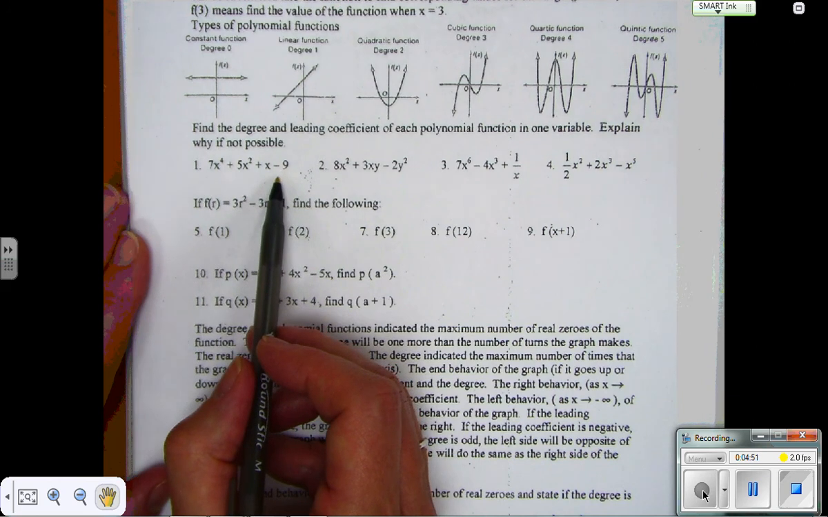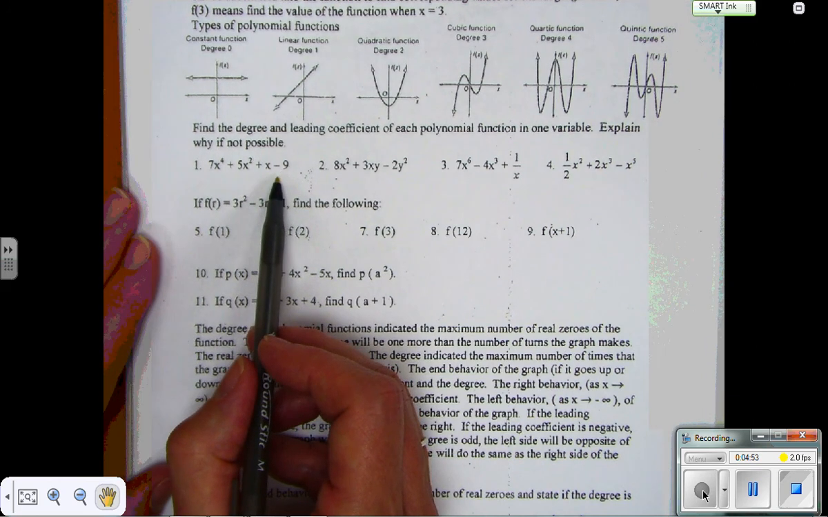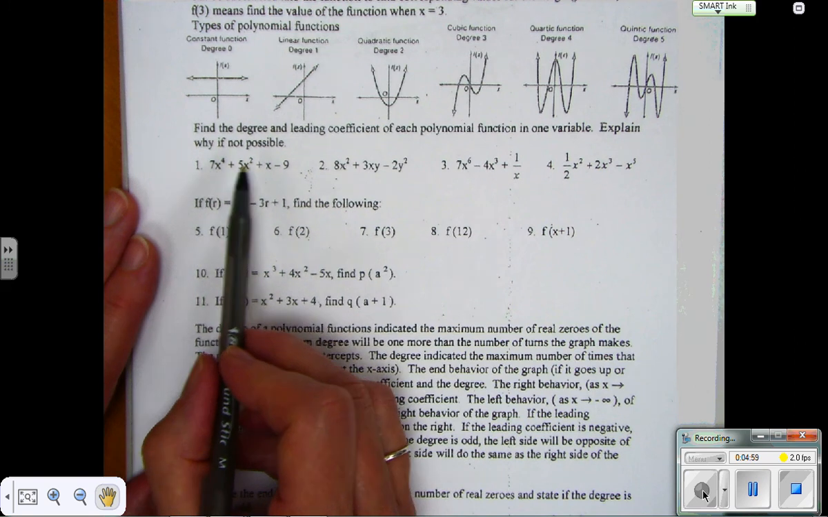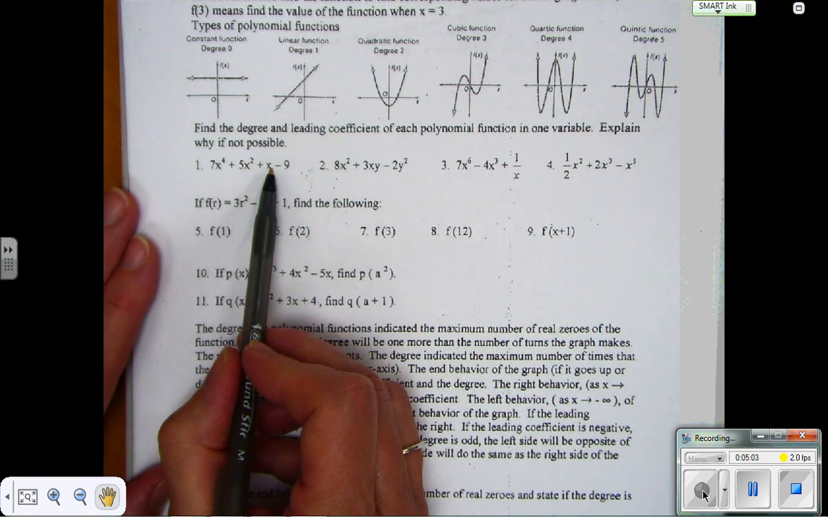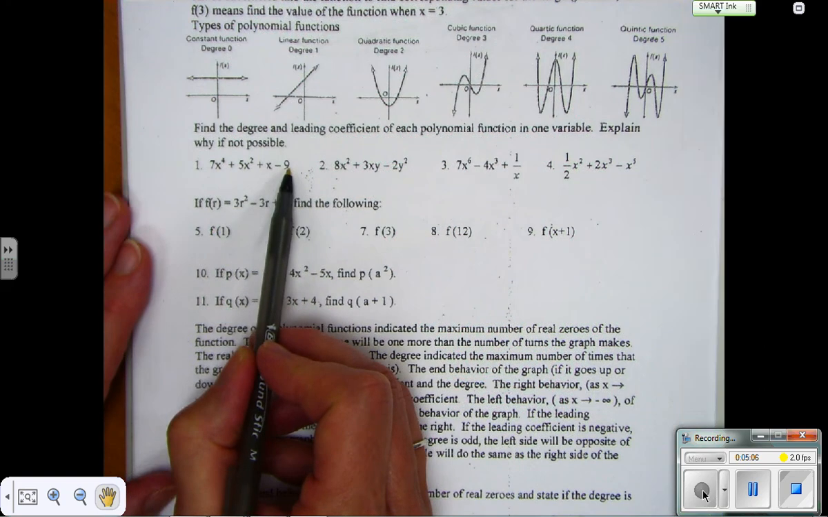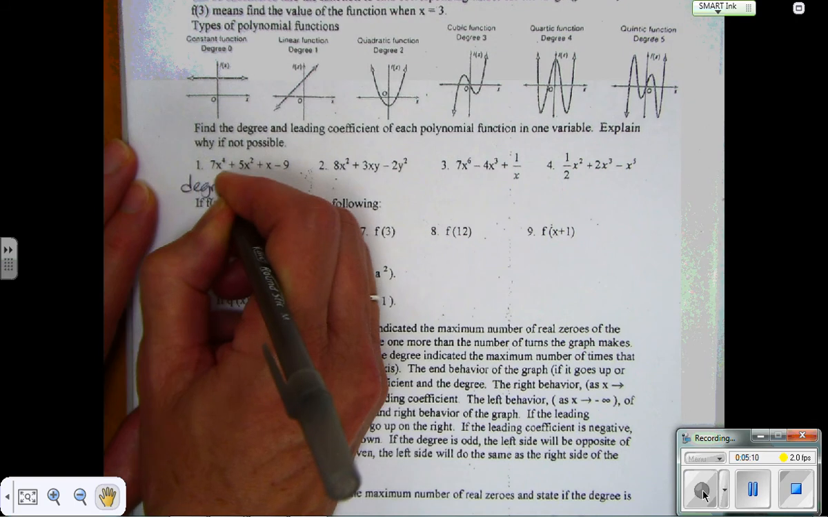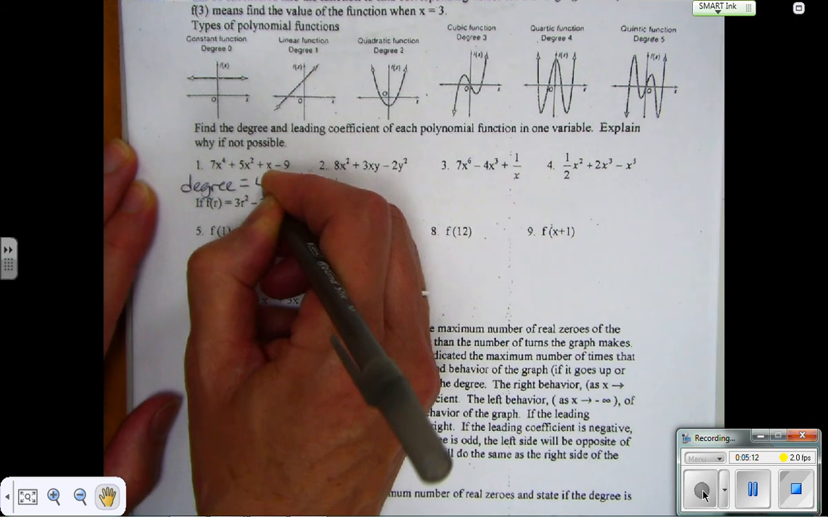So this is going to be a polynomial function. The degree is going to be your highest exponent. So let's look at each exponent. The first one is a 4. The second one is a 2. The third one is a 1, and the constant is a 0. Okay, so your degree is going to be 4.